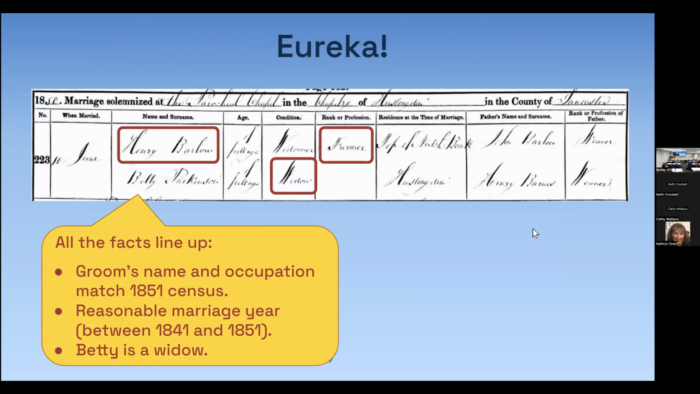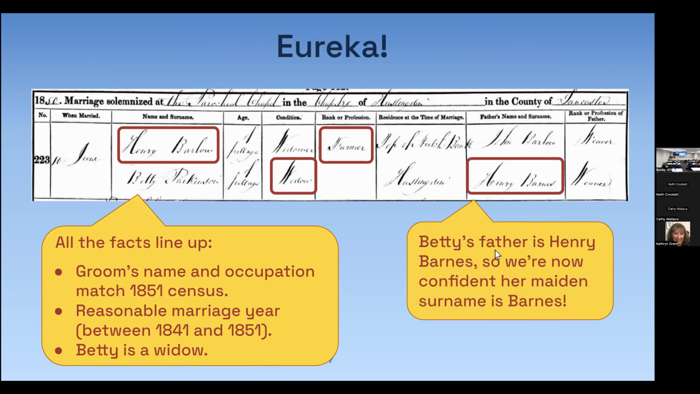So here we're going to do another one of those throw the cupcakes in the oven and fast forward, we're done. Here is the marriage record I found for Henry Barlow and Betty Parkinson. Everything lines up. She's a widow. She's of full age, which meant that she was not a minor, not under the legal age of marriage, which is what we would expect for her situation. She was living in Haslingden at the time of the marriage, and look at her dad. Her dad is Henry Barnes. So now we're confident that our Betty is Betty Barnes, not Betty Ashworth.